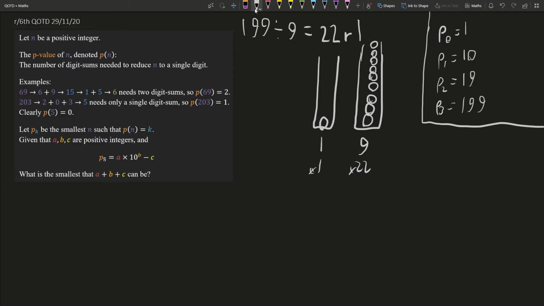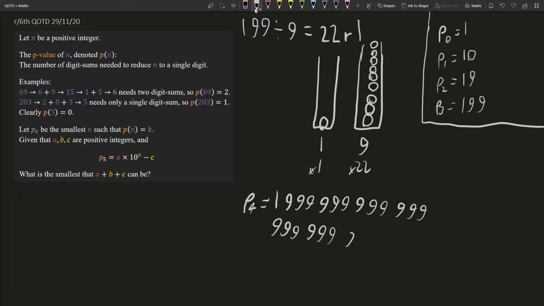And this is 1, and we just have 1 of these. So, because of this, our P4 must be 1, and then I need to count this properly. 9, 9, 9, that's 3 9s, 6 9s, 9 9s, 12, 15, 18, 21, and 22. So this is 1 with 22 9s, or rather a 23-digit number.